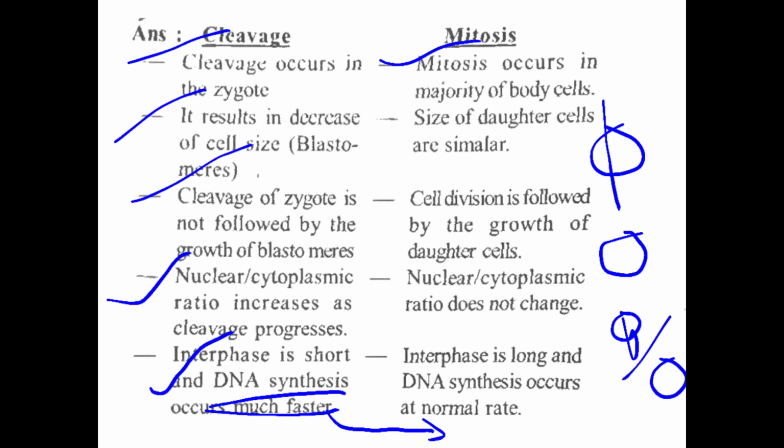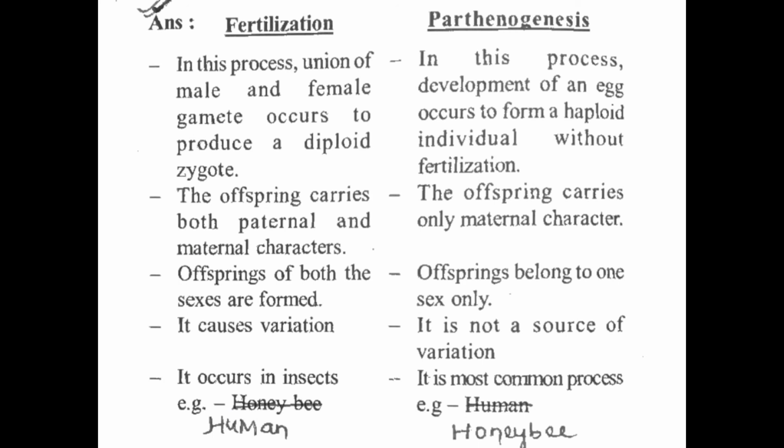Whereas in mitosis, interphase is long and DNA synthesis occurs at a normal rate. Next, what is fertilization and parthenogenesis? Fertilization is the union or fusion of haploid male and female gametes to form a diploid zygote. Whereas in parthenogenesis, the egg develops into a haploid individual without fertilization.